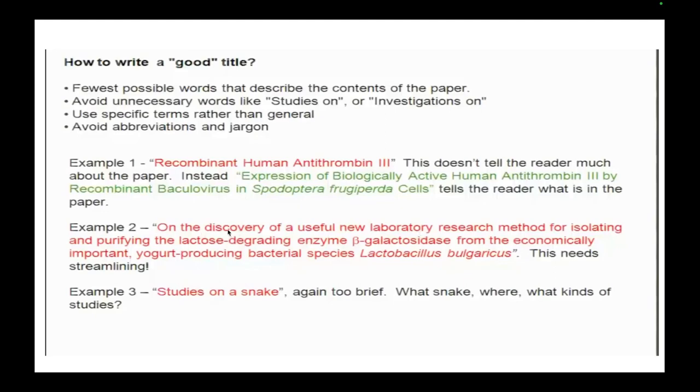This is the second example of a title: "On the discovery of the useful new laboratory research methods for isolating and field..." This is very lengthy. They have written it just like a paragraph. This cannot be the title. Another example: "Studies on the snake." This is again too brief. What snake, where, what kind of studies were done? Everything should be mentioned in the title. It should not be too lengthy and not too short.